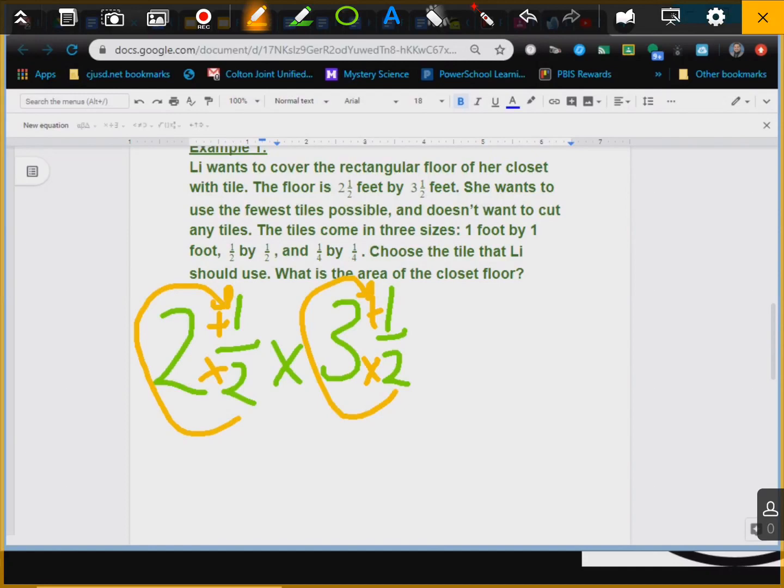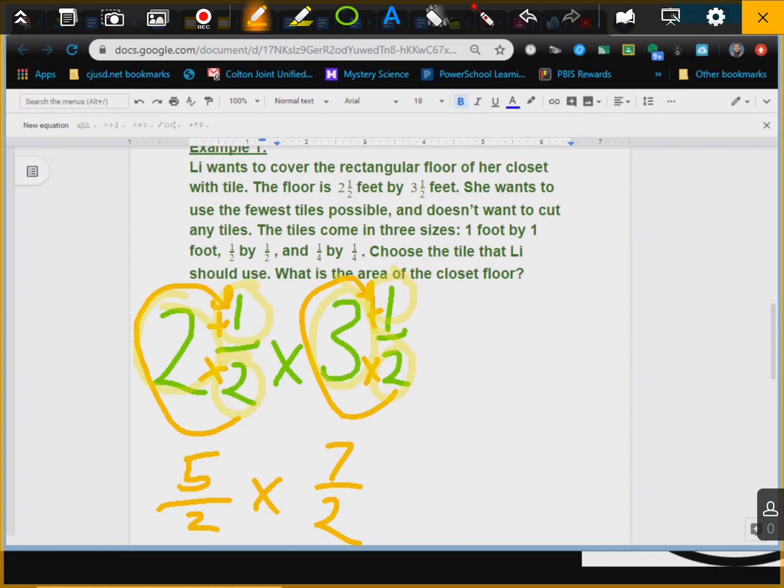2 times 2 is going to be 4, plus the 1 is going to be 5. Denominator stays the same. Now let's look at the next one. 3 times 2 is 6, plus 1 is 7 over 2. So we got 5 over 2 times 7 over 2.